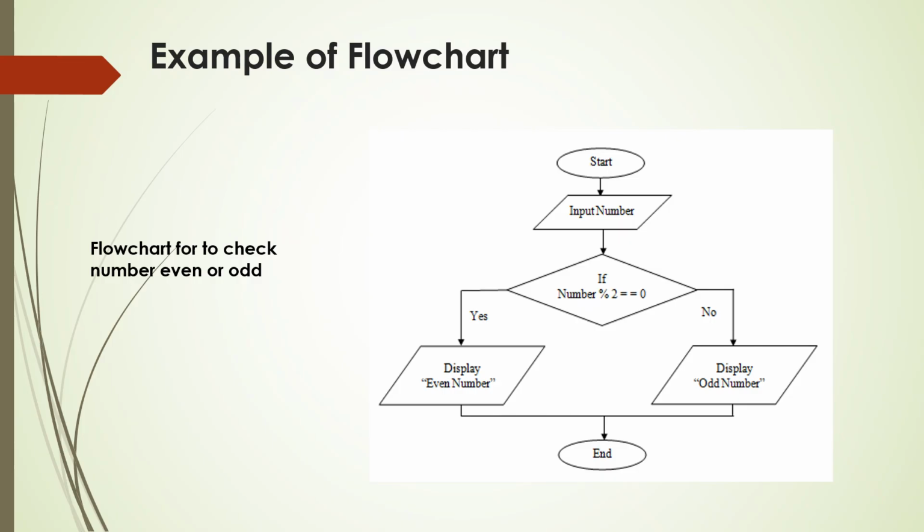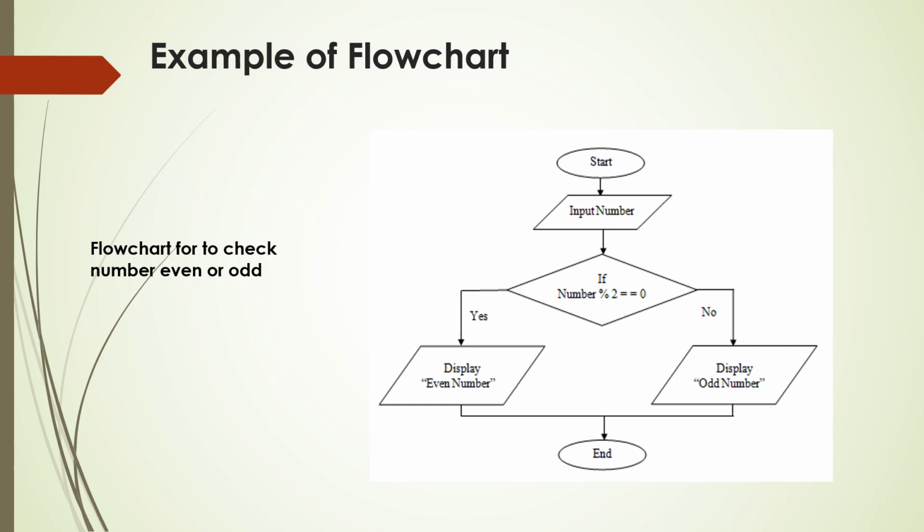After taking the input, the flow reaches the most important symbol in this flowchart, the decision symbol, represented by a diamond. The condition inside the diamond is number % 2 == 0. Here, the percent operator is called the modulus operator. It returns the remainder after dividing one number by another. For example, if the number is 10, then 10 mod 2 is equal to 0 because 10 is exactly divisible by 2. If the number is 15, then 15 mod 2 is equal to 1 because the remainder is 1.